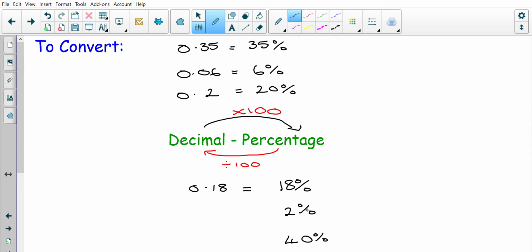For 2%, our decimal point is to the right of the 2, so going back 2 places to the left, 1, and then for a second place to the left, we're going to have to put in a 0, so we get 0.02 as a decimal. And the last one, 40%, our decimal point is to the right of the 0, back 2, 1, 2, is going to be 0.4 as a decimal.